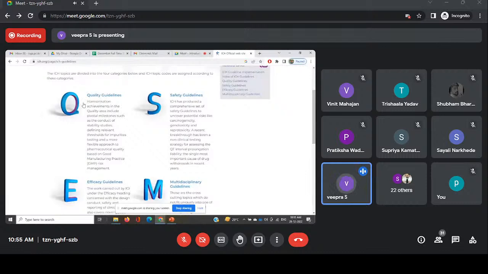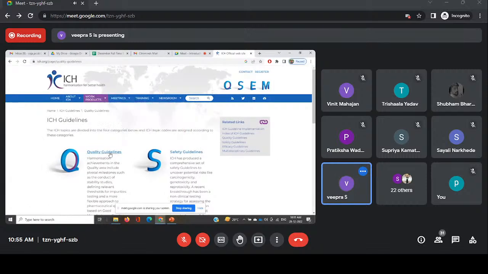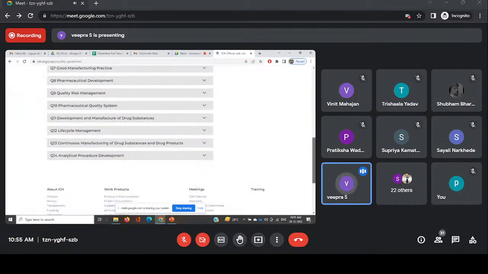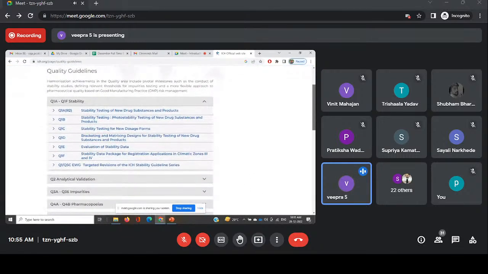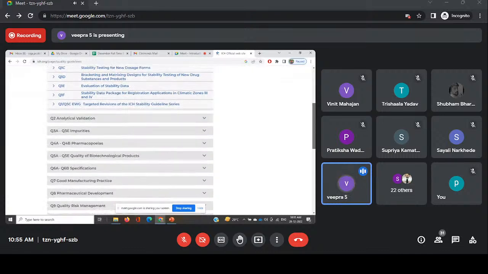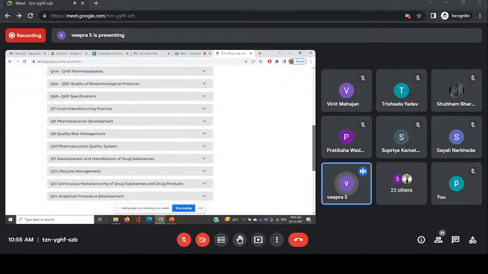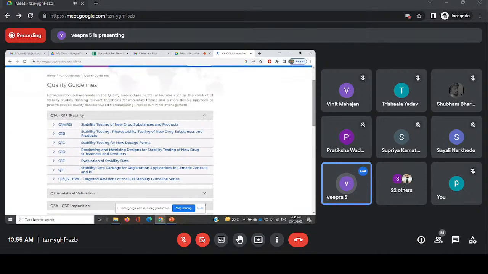So the different information about the different guidelines is given here. Let's see what information is given in the quality guideline. So this is our quality guideline. In total, 14 guidelines are present in the quality section.